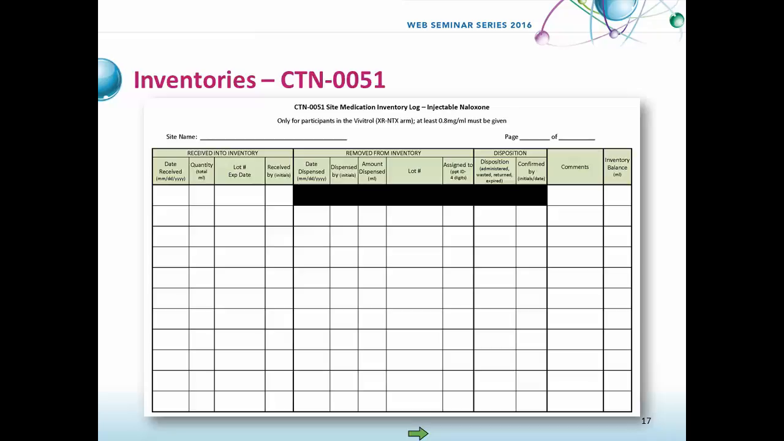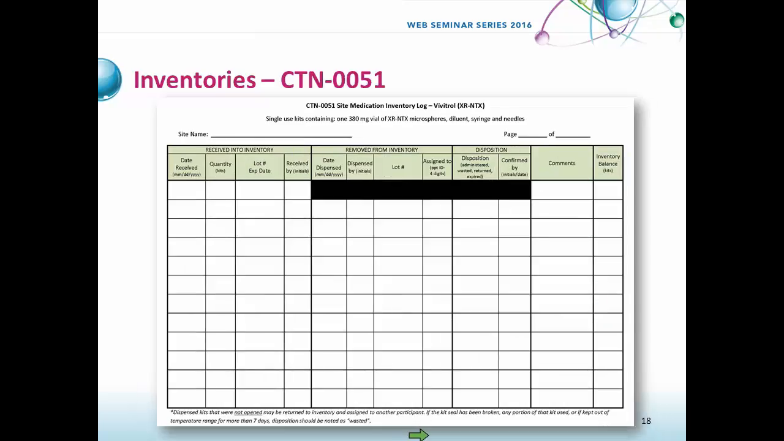There's a section for the drugs received into inventory, then a section for drugs removed, the disposition or what happened, whether it was administered to a participant or wasted or returned, and then a place for the running balance. Here's the same log for the Vivitrol, which came in kits. So you have drug in, drug out, what happened, and a running balance.